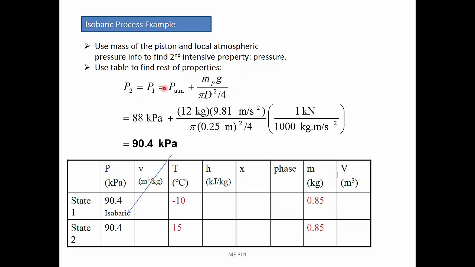Let's now go ahead and plug in the numbers from what's given in the problem. Then you'll see that pressure 2 and 1 are both the same at 90.4 kilopascal. We now have two intensive properties for each state. We are now ready to find the rest of the properties.